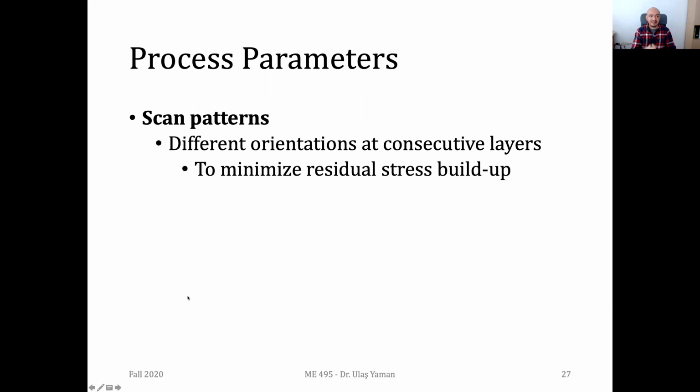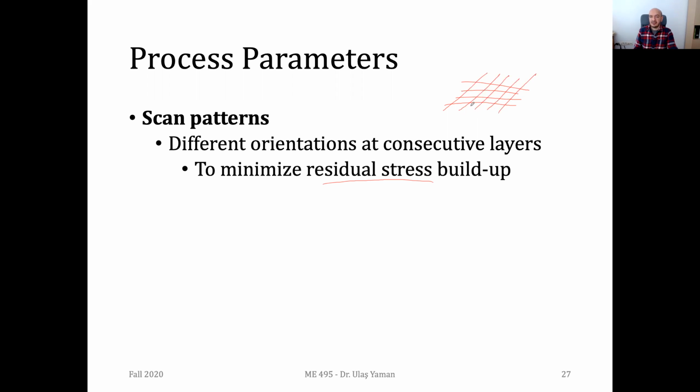Okay, let's discuss some scan parameters. It's again a process parameter in direct energy deposition systems. If you remember one of the early sketches of DED systems, I said that we prefer to have different orientations for consecutive layers. For instance, if you start with vertical scanning, then in the next layer it's better to have horizontal scanning, so that we decrease the residual stress which builds up during the heating and cooling processes.